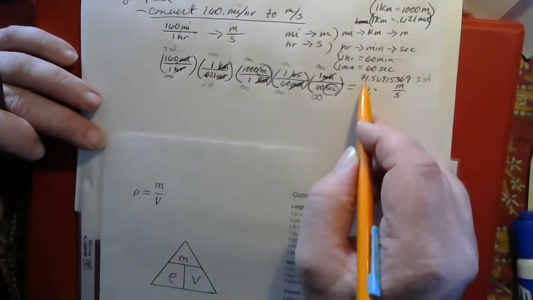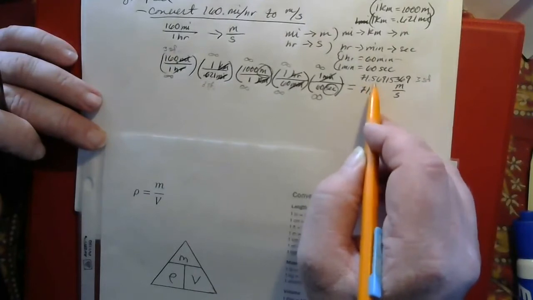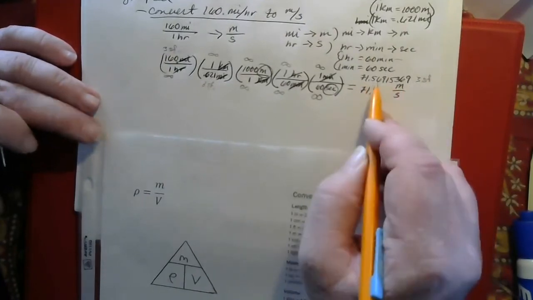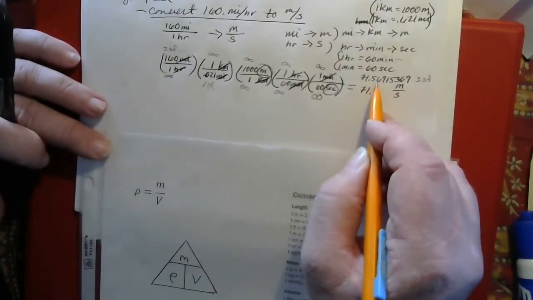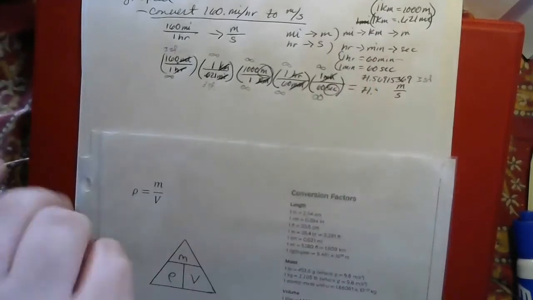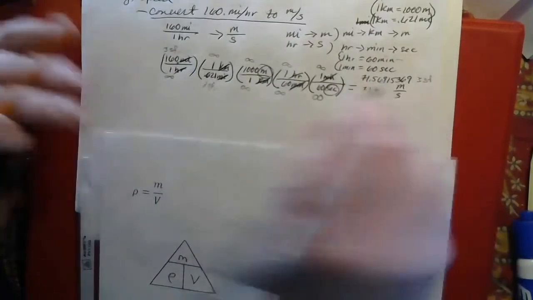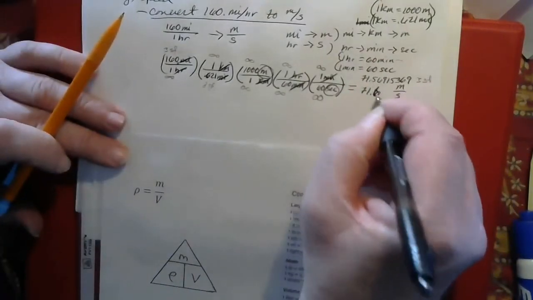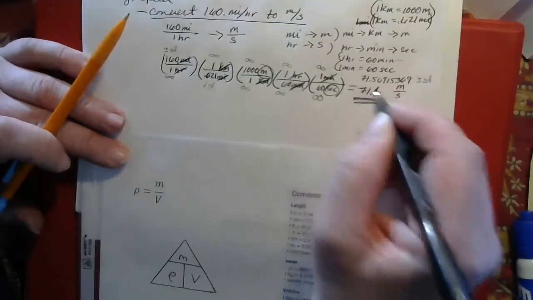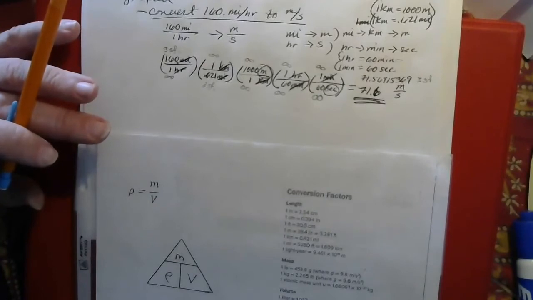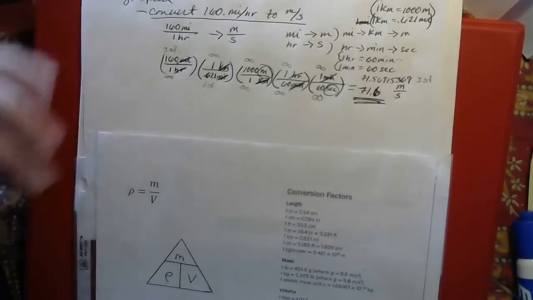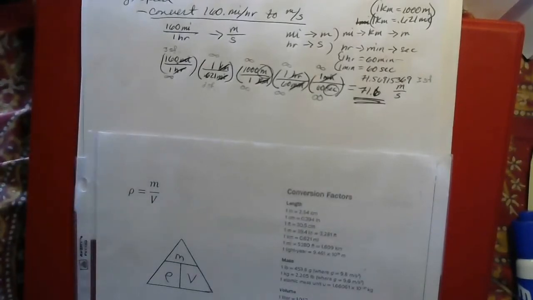We have 71.5. That's 3 significant figures right there. Everything after that has to go. Notice the first number you're dropping, though, is a 6, which is greater than 5, and so that means that the last number you're keeping has to go up by 1. So this comes out to 71.6 meters per second. That would be the correct answer to the correct number of significant figures.